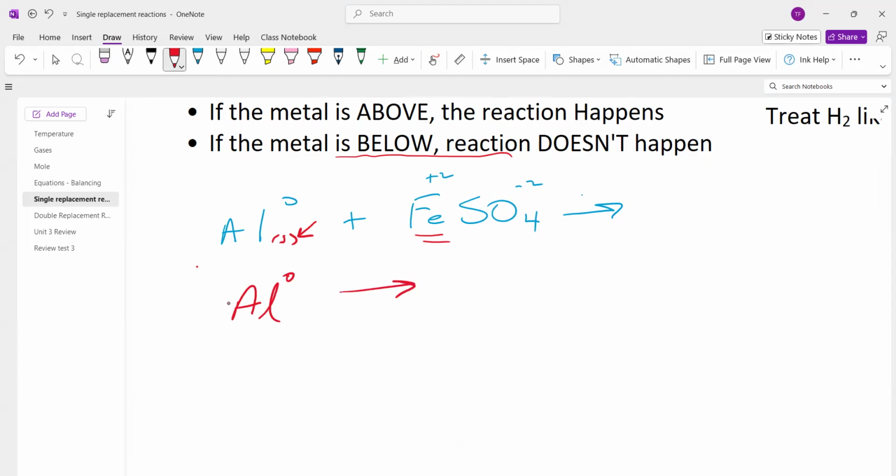Okay, metals go to salts. So the aluminum salt is a +3. How do you know that? You look on your table.